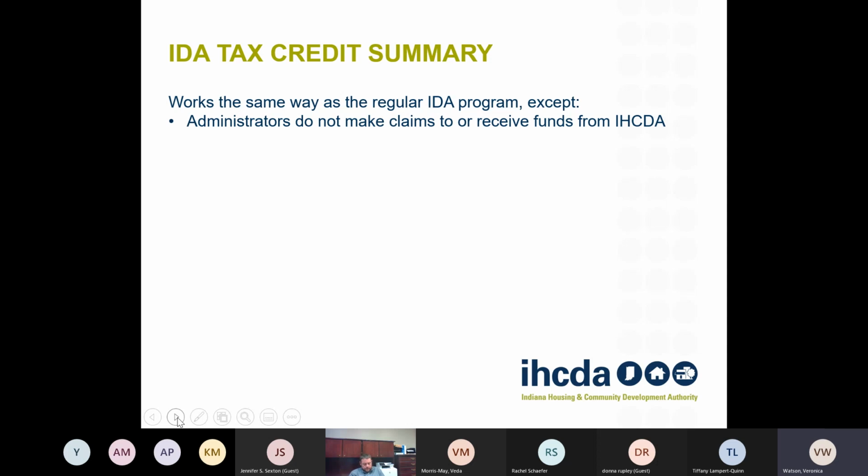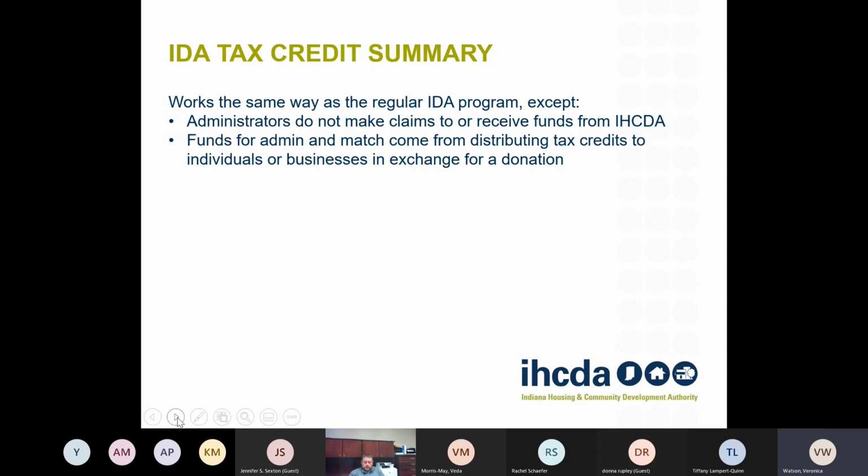So unlike the regular IDA program, you do not use our claim system to receive or return your match funds. The match funds are going to come from distributing your tax credits. So we're going to award you tax credits, and you're going to use those tax credits and give them to your donors in exchange for their donations. And the way that the donations will work, which I believe will come up in a note later, is for every $2 that a donor gives you, they will get $1 in tax credits. So if you get a $10,000 award in IDA tax credits and you distribute all of them to your donors, you'll end up with $20,000 in funds that you can use for IDAs.